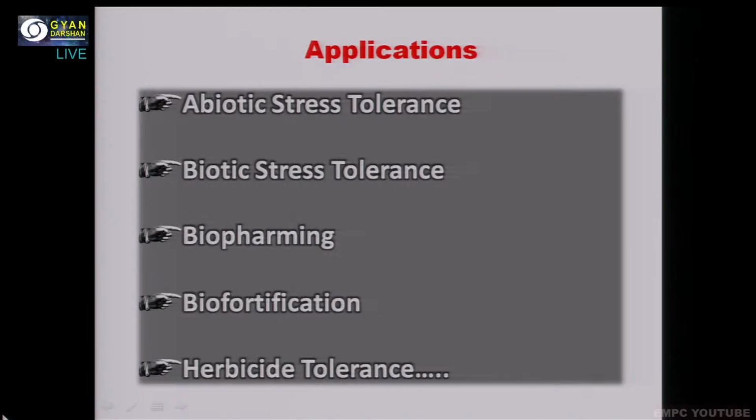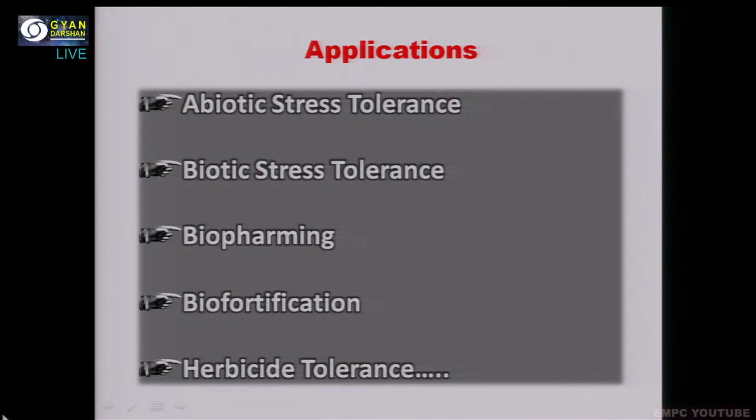So what are the different applications? Because today our topic of discussion is mostly the applications of plant biotechnology. So as you can see in the presentation, grossly you have these 5 or 6 main applications. Number 1, abiotic stress tolerant plant; number 2, biotic stress tolerant plant; number 3, biofarming; number 4, biofortification; number 5, herbicide tolerance, and there are many others.